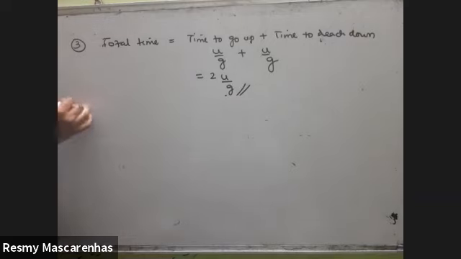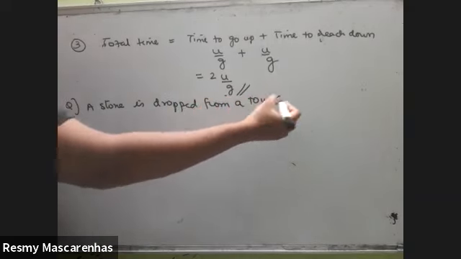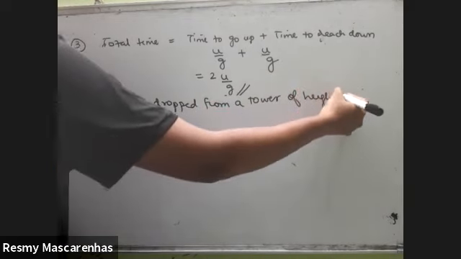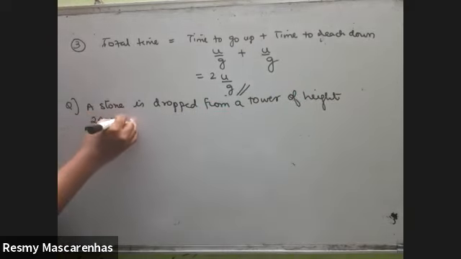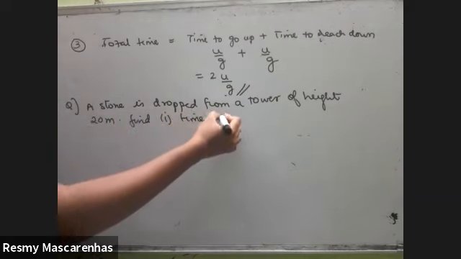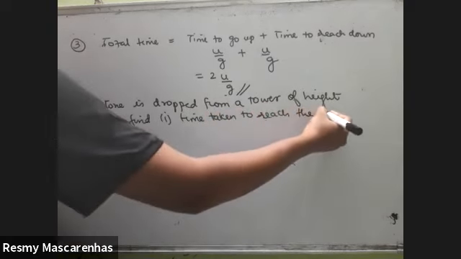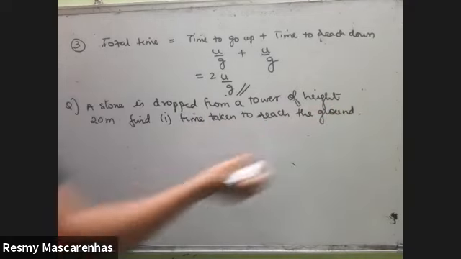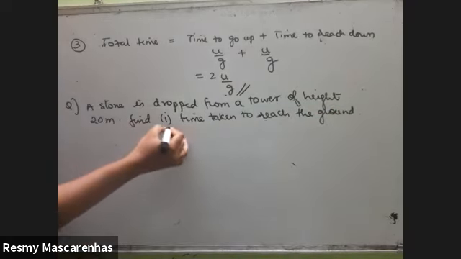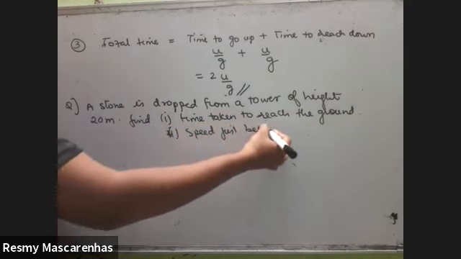Now, this is the question. The stone is dropped from a tower of height 20 meters. Find first, the time taken to reach the ground. Second, the speed just before hitting the ground.